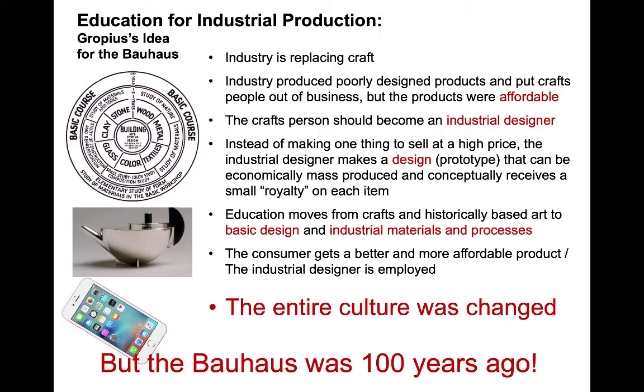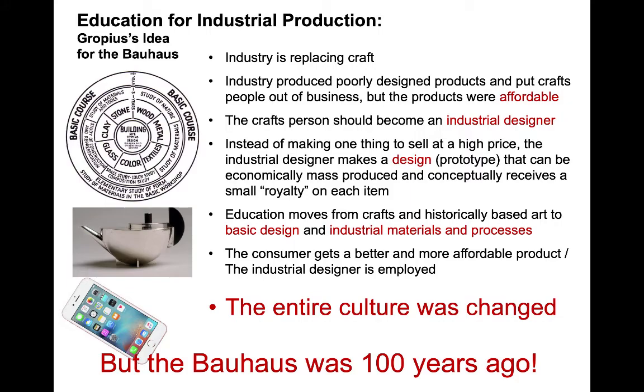So education moves from crafts and historically based art. Famously, Gropius locked up all the history of art books. No one was allowed to see them because we were making a revolutionary break from the past. And education moved to basic design and industrial materials. So you studied wood, metal, fabric, and the industrial processes whereby they were made. This changed the entire culture, but that was all 100 years ago.